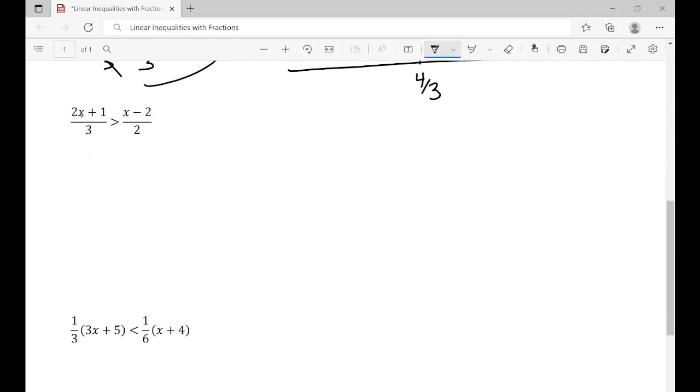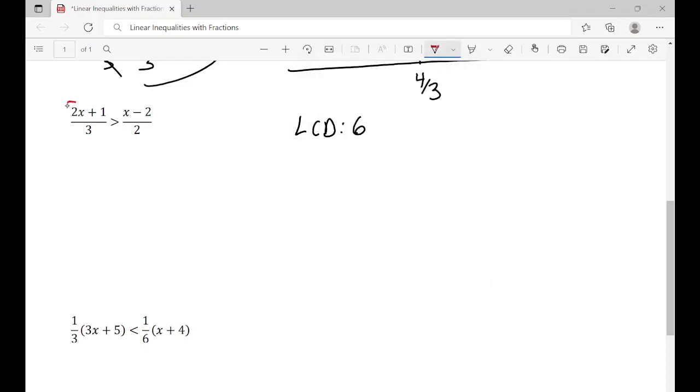Next I have (2x plus 1) divided by 3 is greater than (x minus 2) divided by 2. Again, I'm no fan of fractions. I want them gone if I can. So I'm going to multiply everything by the LCD. And the LCD between 3 and 2 is 6.